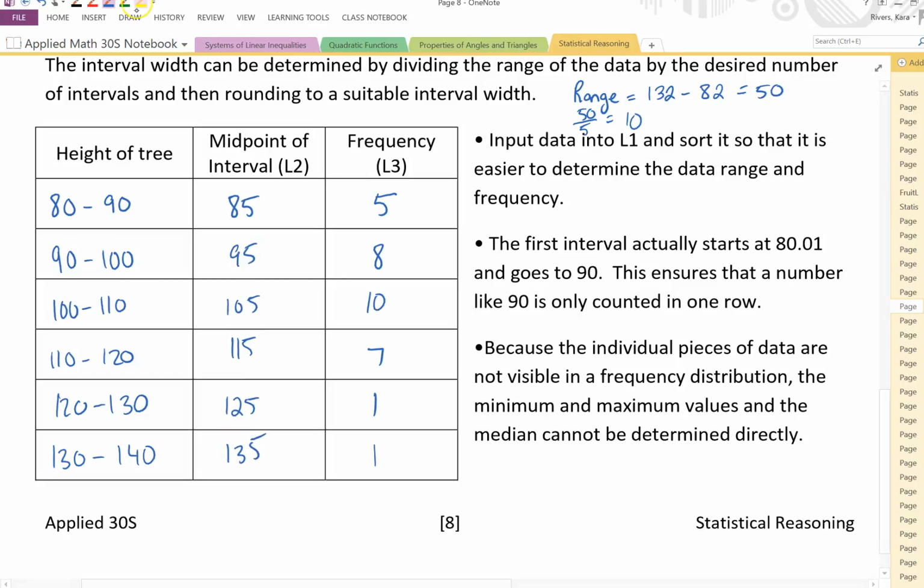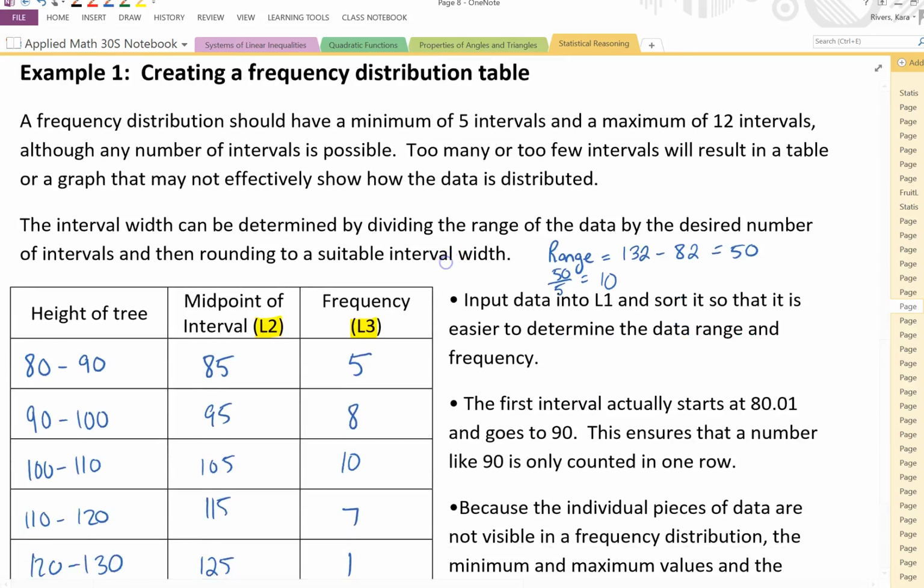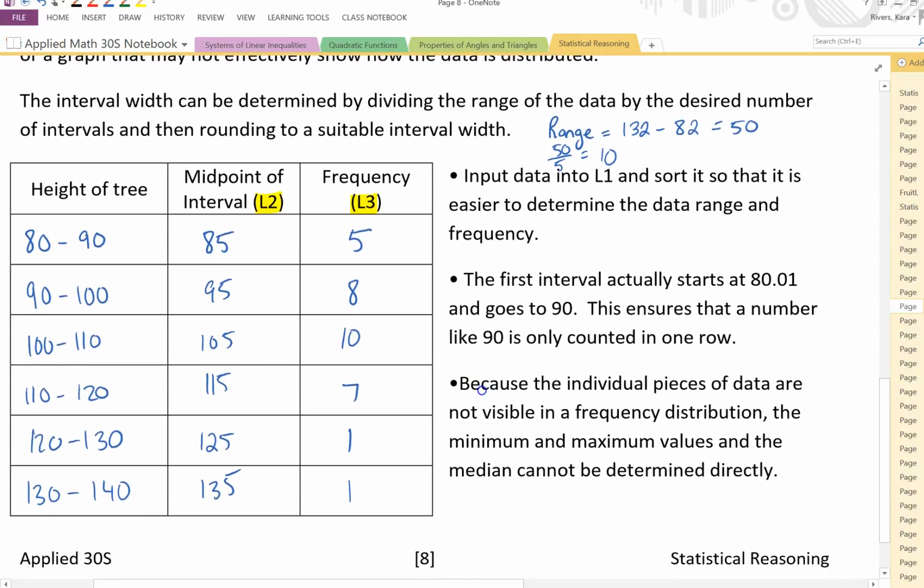And that's why I've got here L2 is the midpoint and L3 is the frequency, because the height of the tree, these full intervals, our calculators can't handle that. There might be some graphing programs that will be able to handle that, but our graphing calculators can't handle that. So list 1, I have this data up here. I put all this into list 1 so I can order it. And then now I'm going to put in the midpoint into list 2 and the frequency into list 3. The other thing, you could clear out list 1 and put that into list 1 and list 2. It doesn't really matter. Okay?